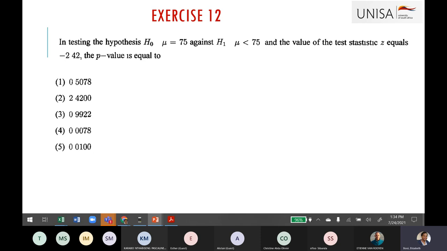What are we doing? Which test are we doing? A two tail or one tail? Single tail. We're doing a one tail. And we are also given what? Our Z value. And here we are told our Z value, because we're doing a less than, it's negative 2.42.